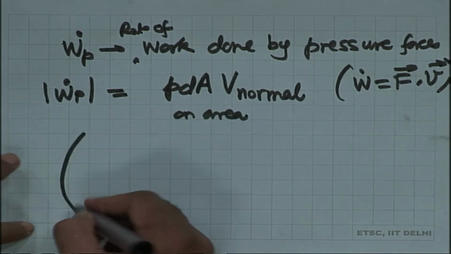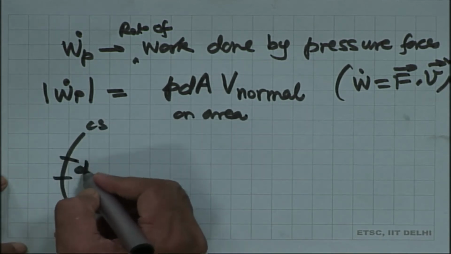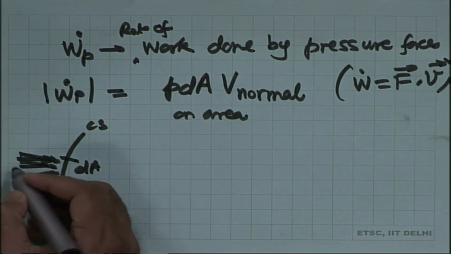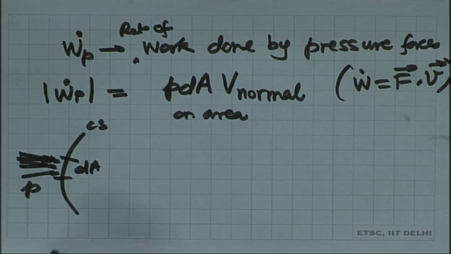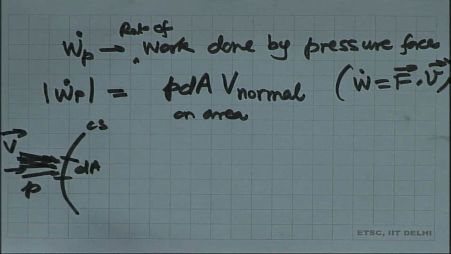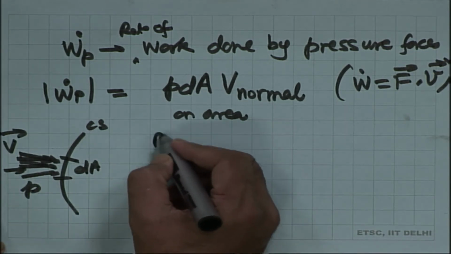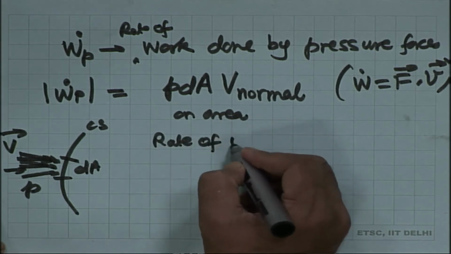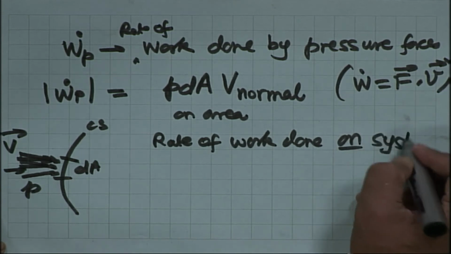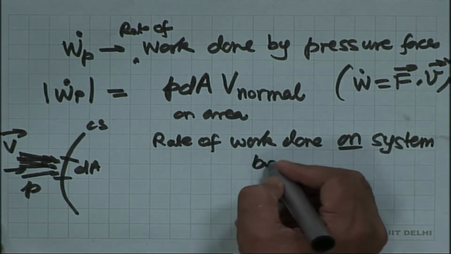So, let us look at a control surface like this, and this is an element of area dA. So, this is pressure which is acting in the normal direction, and let the fluid have a velocity v on the surface. So, now rate of work done on the system. So, now this is we are talking of work done by pressure forces on the control volume.